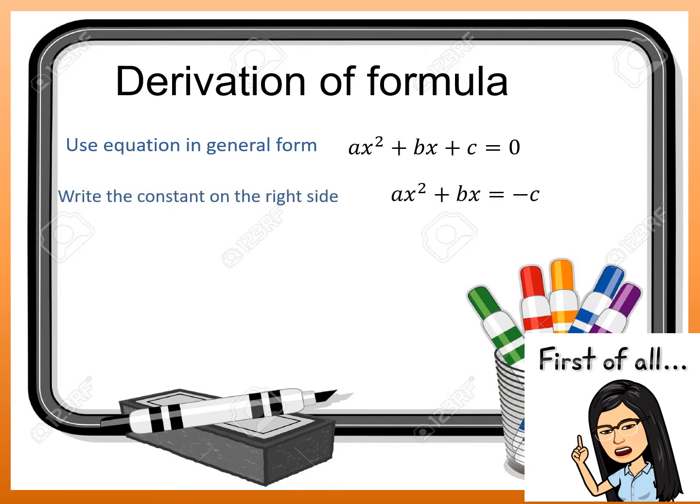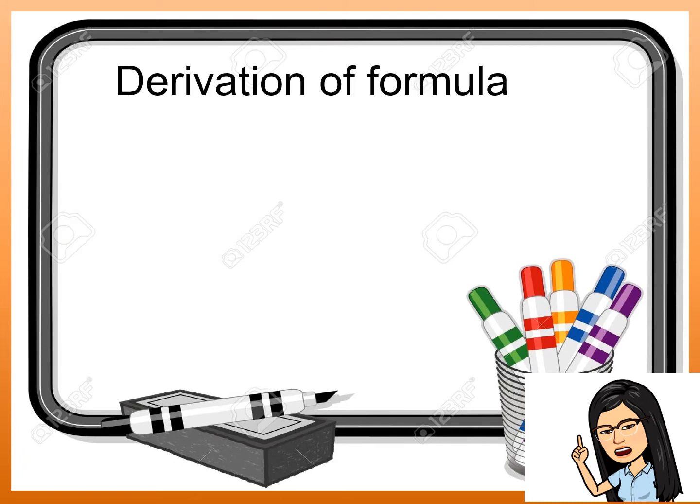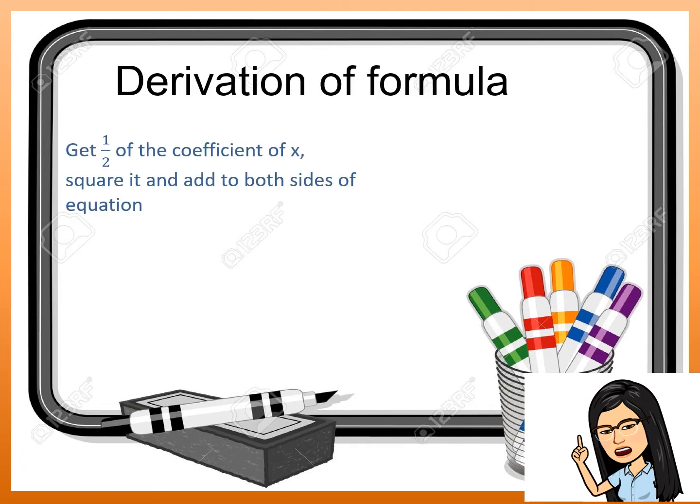We will write the constant on the right side. Then divide every term by the coefficient of x squared, which is a. Then simplify the result. Get 1/2 of the coefficient of x, square it, and add to both sides of the equation. So 1/2 of b over a is b over 2a, and its square is b squared over 4a squared.